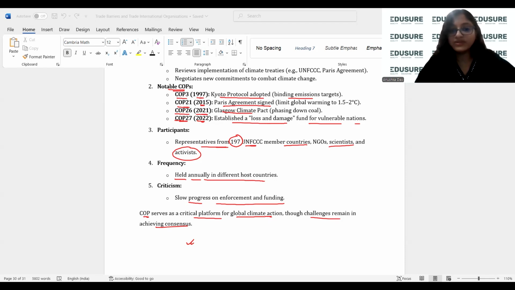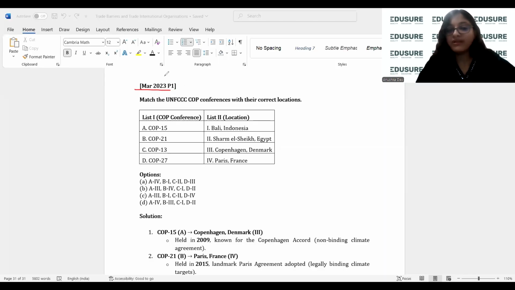Why have I given this? Because a recent year question has been formed from this. Last question, this is the last question. We'll do this and then we'll stop. March 2023, paper 1. Match the UNFCCC COP conferences according to their location. In list 1, they have given you the names of the conferences. In list 2, they have given you the names of the locations. So you have to match them.